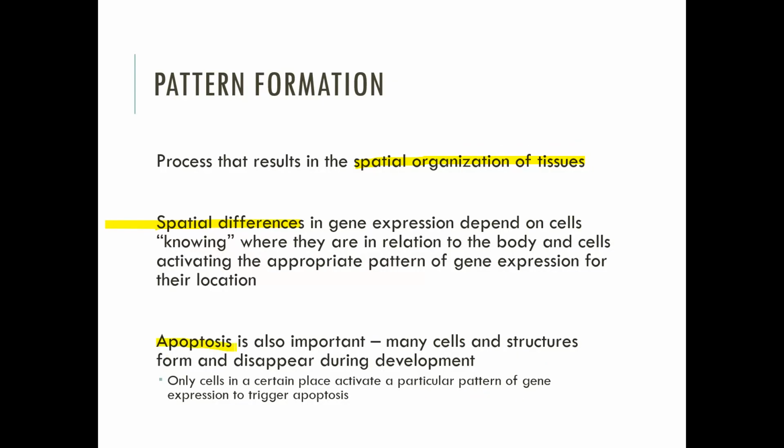Another important process is apoptosis. And this was covered back in cell communication, but this is that programmed cell death. So this is kind of like when you have the webs between your fingers that disappear. So certain cells, depending on their location, will become activated to trigger apoptosis and die. So this is actually part of normal cell development.